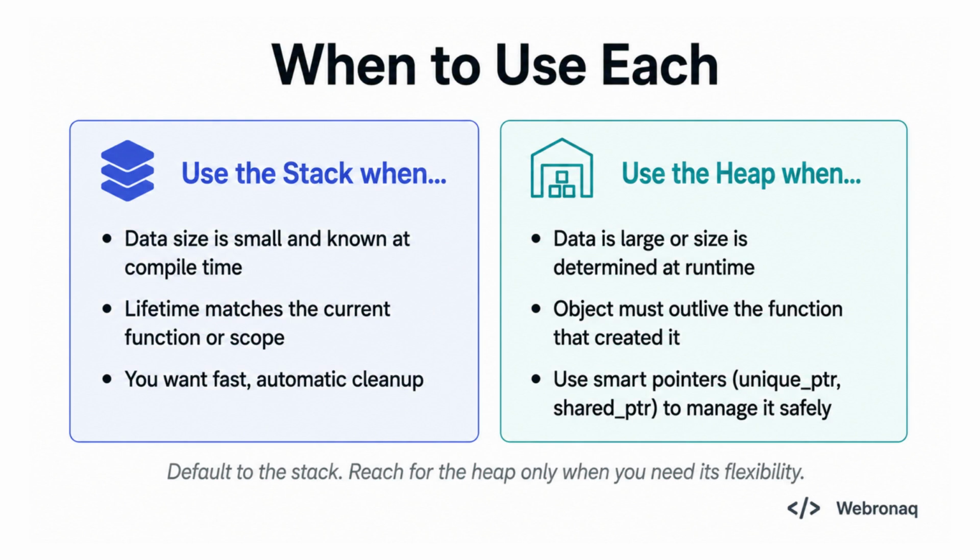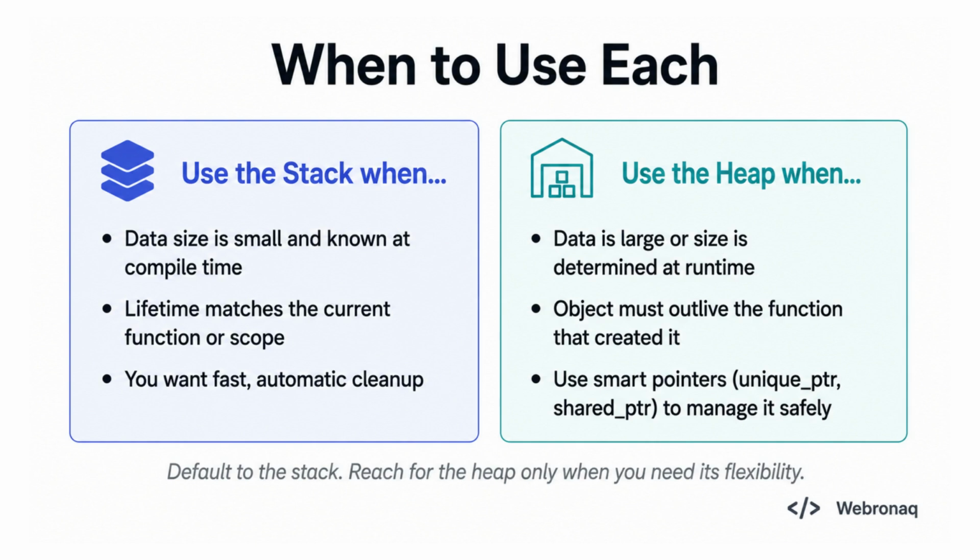Prefer the stack when your data is small, when its size is known at compile time, and when you want the lifetime tied to the current scope. Stack memory is fast, automatic, and safe. Reach for the heap when your data is large, when the size is only known at runtime, or when the object needs to outlive the function that created it.